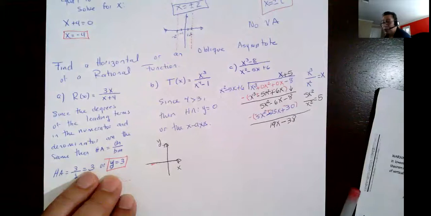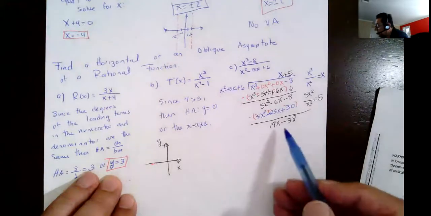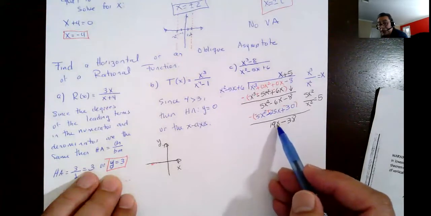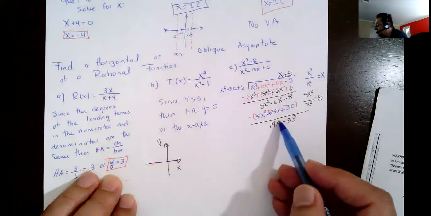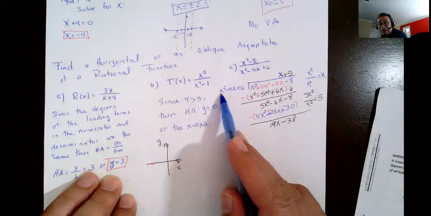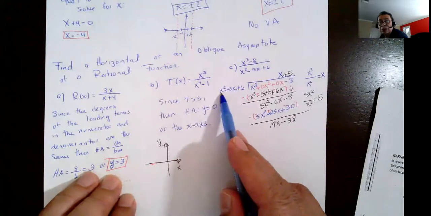So here, we're done with the long division. How do we know we're done? Notice, always check the degree of the leading term in the remainder, which is x. Notice this is one less than the degree of the divisor. That's how you know you're done with a long division.